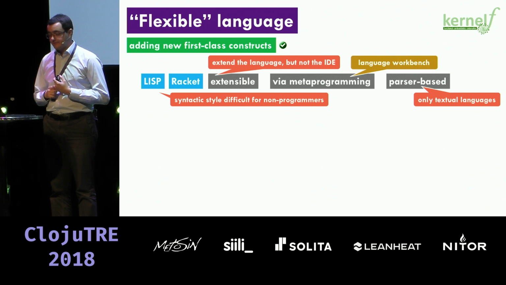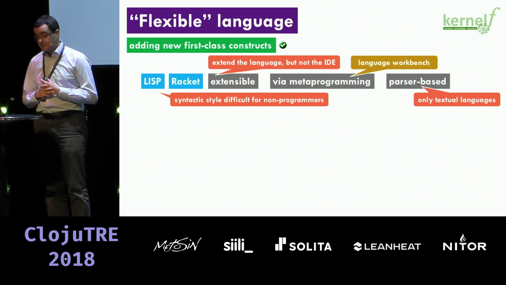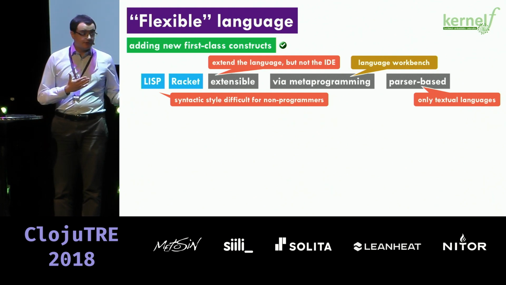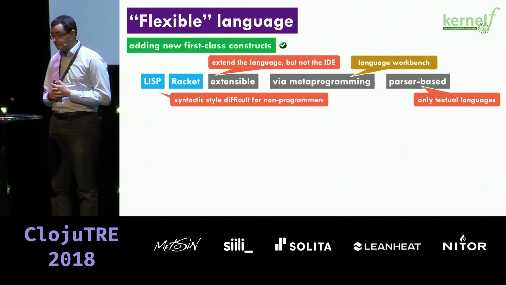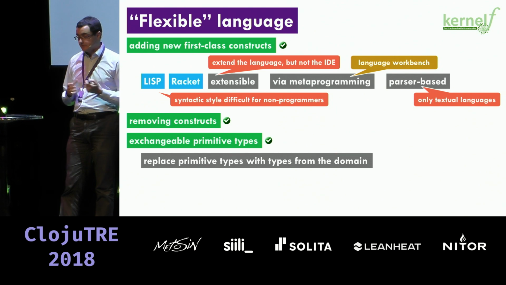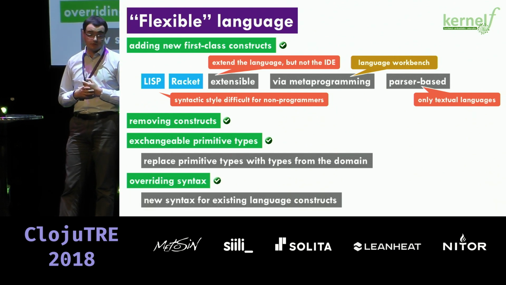Unlike Lisp-like languages, KernelF uses the power of the language workbench MPS to address these issues. Apart from adding new constructs to KernelF, it is also possible to remove existing ones, to replace primitive types with some other ones, or even to define new syntax for existing constructs.